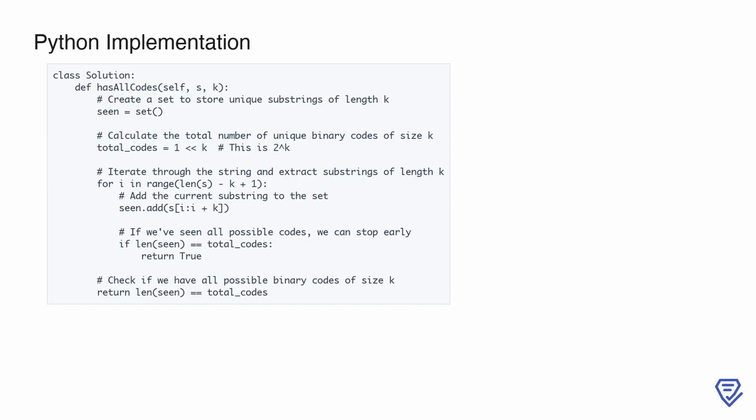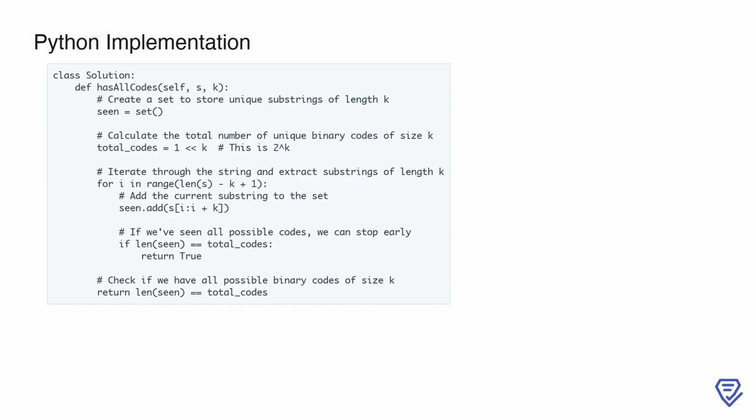2. Sliding window. The algorithm iterates through the string s using a range defined by len(s) - k + 1. For each position i, it extracts the substring s[i:i+k] of length k and adds it to the seen set. This ensures that only unique substrings are stored. 3. Early exit optimization. If the size of the seen set matches total_codes, i.e., all possible binary codes have been encountered, the function immediately returns true. This avoids unnecessary iterations once the condition is satisfied.